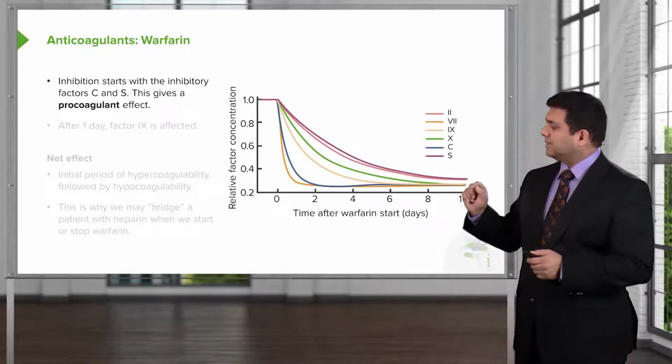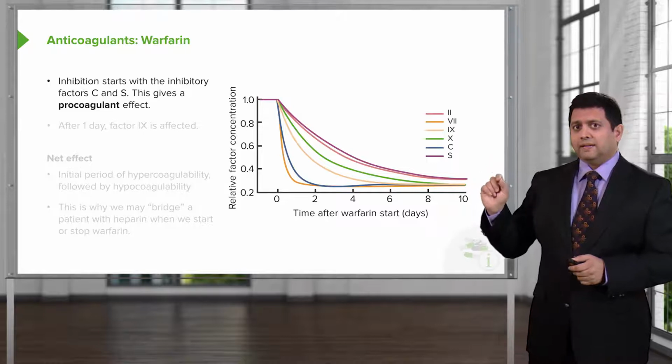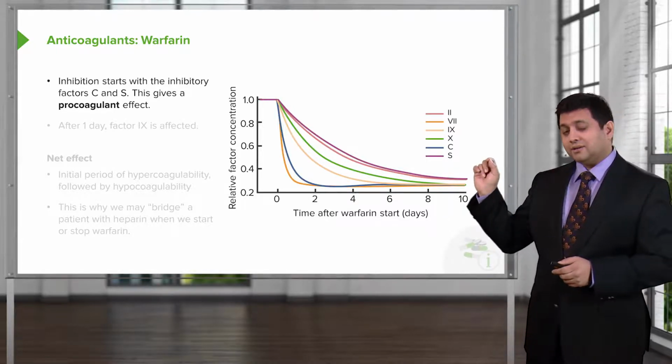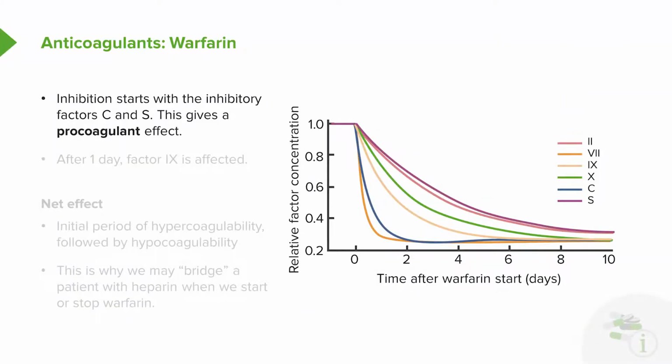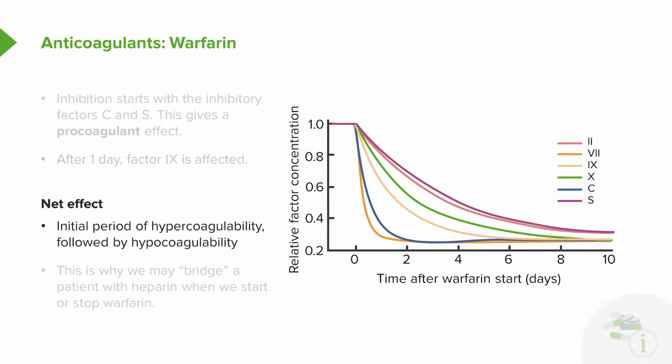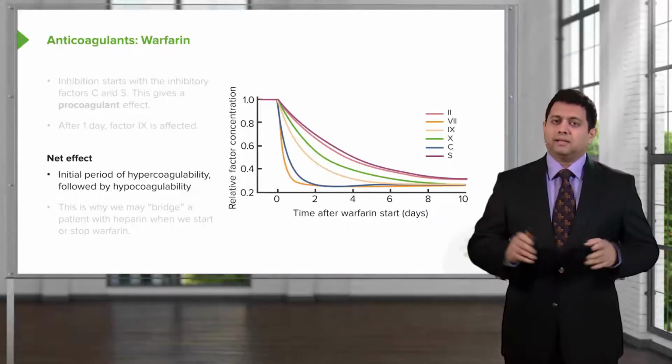Take a look at this graph. You can see in blue that protein C is one of the first factors that's inhibited by warfarin. So inhibition starts with the inhibitory factors, protein C and S. This actually gives a procoagulant effect. So that means that after day 1, the other factors are affected, but overall, you have an initial period of hypercoagulability followed by hypocoagulability. This makes for a real headache in the real world.